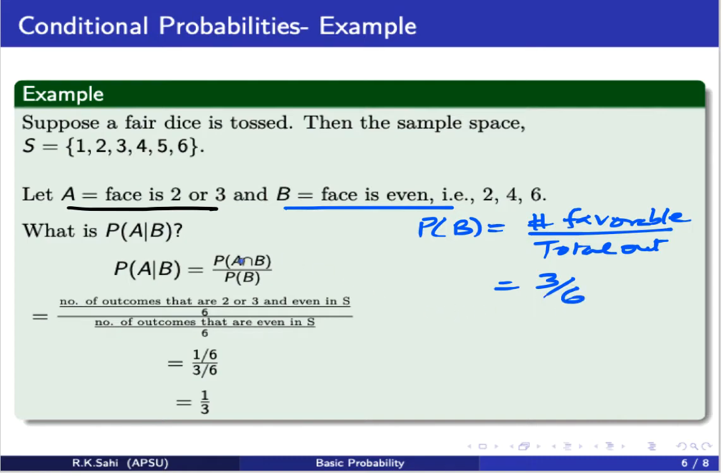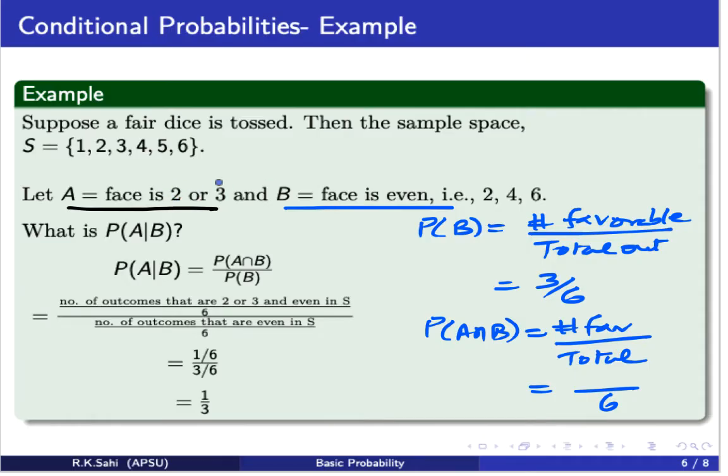Now, when I say we look at probability of A intersection B, we're looking at the big picture, guys. So A intersection B is what? Number of favorable over total. Now total is 6. What's the favorable? What is common between A and B? Just a simple 2. That's 1.